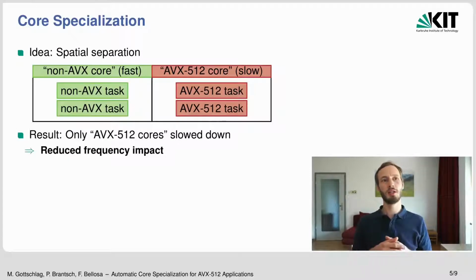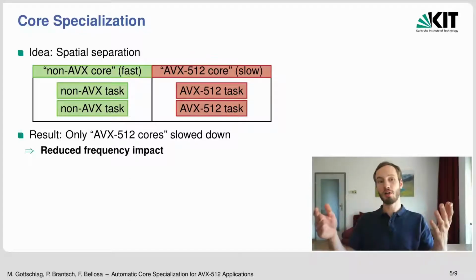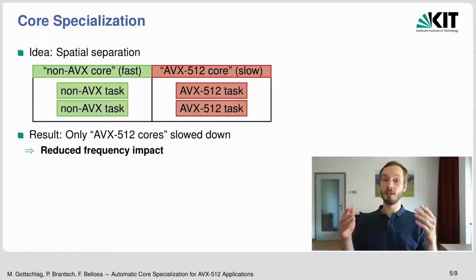Now, our idea here is to employ core specialization to separate AVX 512 code and other code. So we take a subset of the CPU cores, which we call non-AVX cores, and those cores must never execute any AVX 512 code. Now, as a result, those cores will always execute at higher frequencies, whereas the other cores, which we call AVX 512 cores, may execute AVX 512 and may therefore be slowed down. However, only those cores are slowed down, so overall the frequency impact of AVX 512 is substantially reduced.